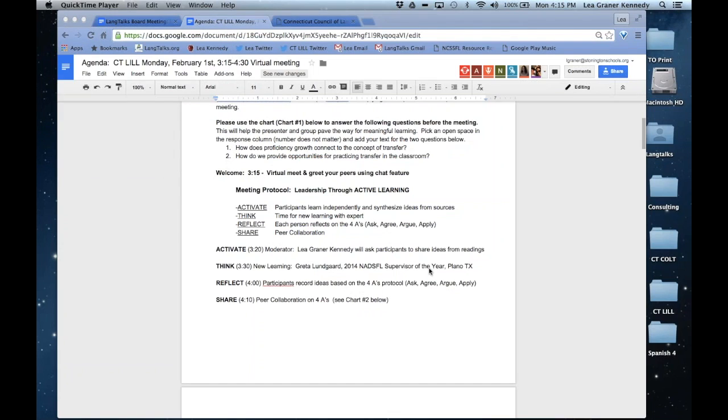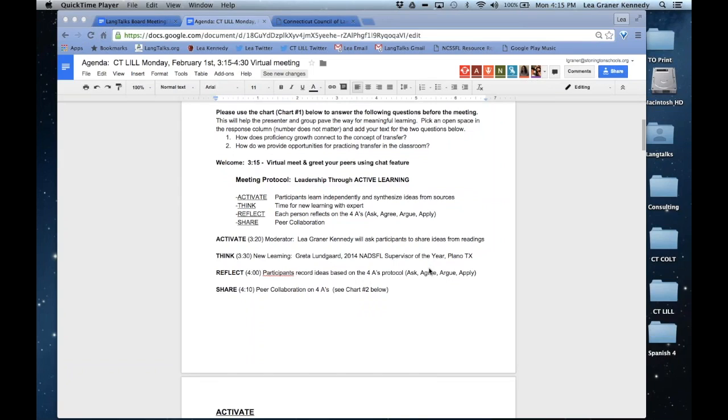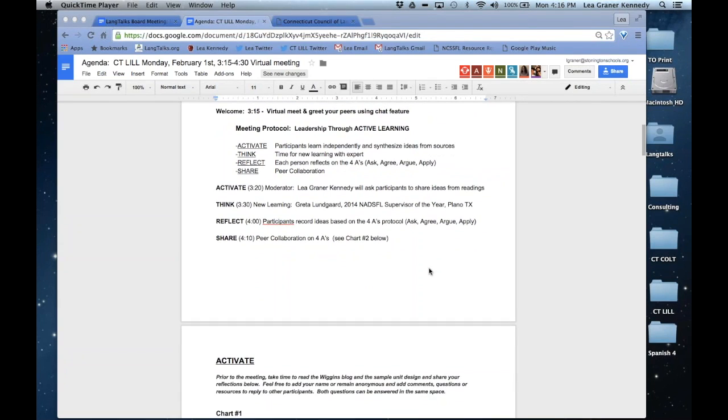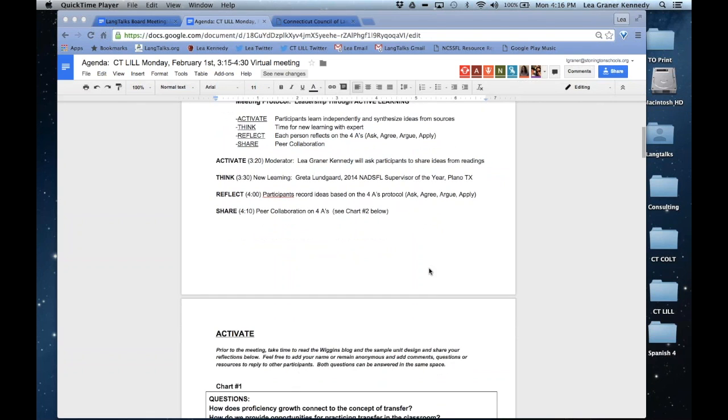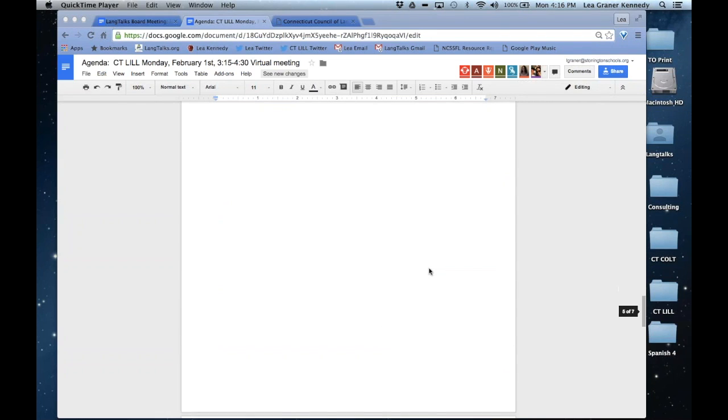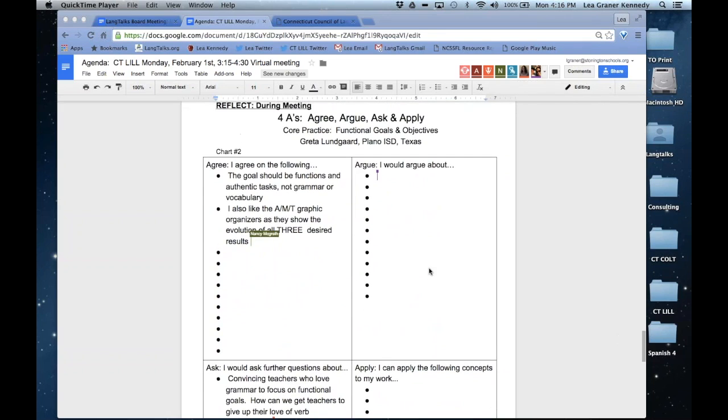As you can see, this whole meeting protocol is based on the idea of us working together as leaders and really working together to promote active learning. So we got a chance to work before the meeting by reading. Then we got to think based on what Greta has given us. And now we're going to take a few minutes to scroll down here. This is in your document, and it's called the 4A's protocol. I use this regularly in the target language. It's really helpful with adults having meetings, if you were discussing a new aspect of your curriculum, like what we just did with Greta. This is a great way to get everybody to contribute.